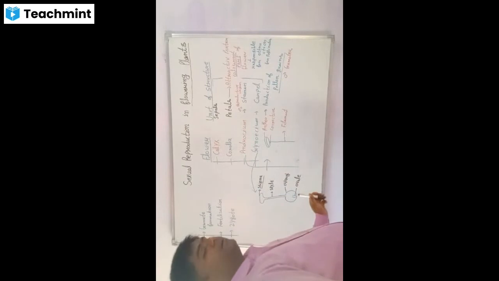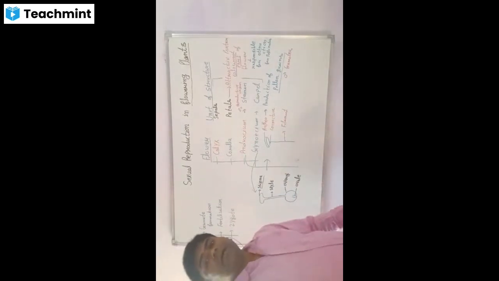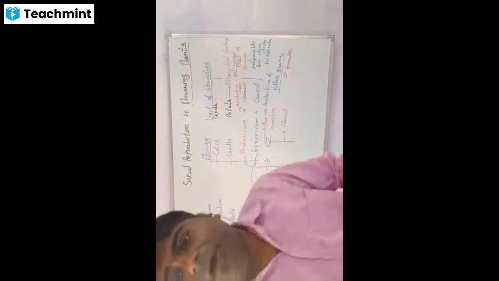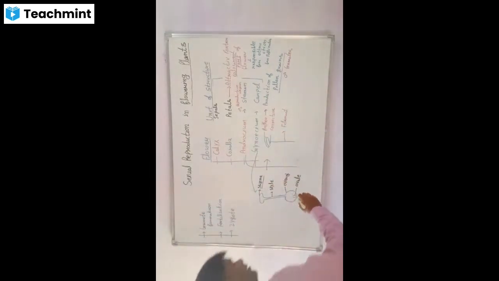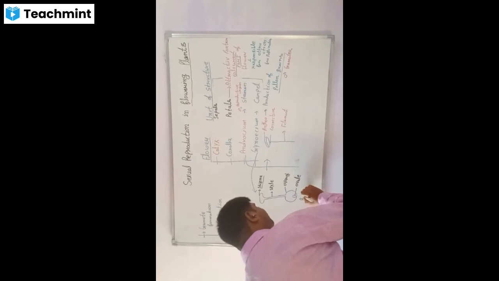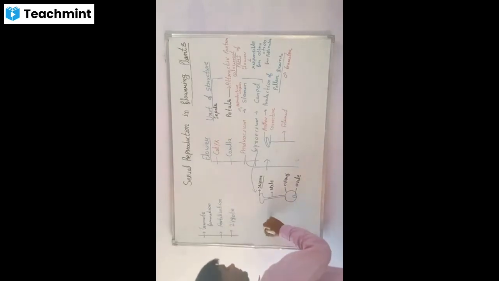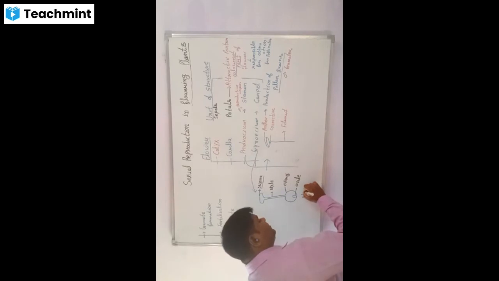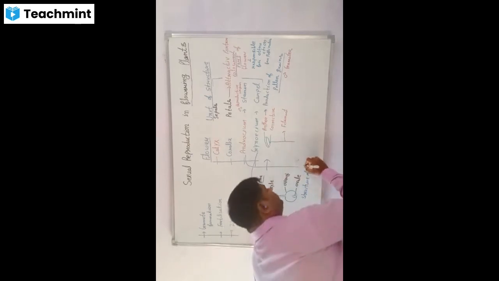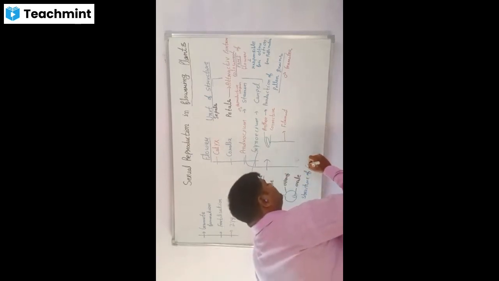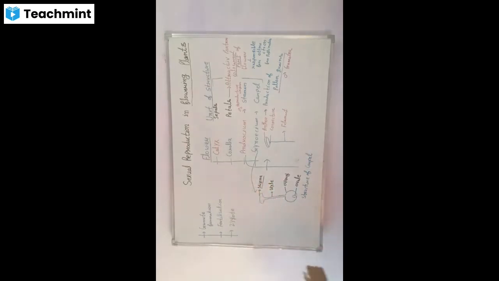This organ of the flower is responsible for the production of female gametes. Here you can write: production of female gametes. This is the structure of gynoecium, or we can write carpel. This structure is producing female gametes.